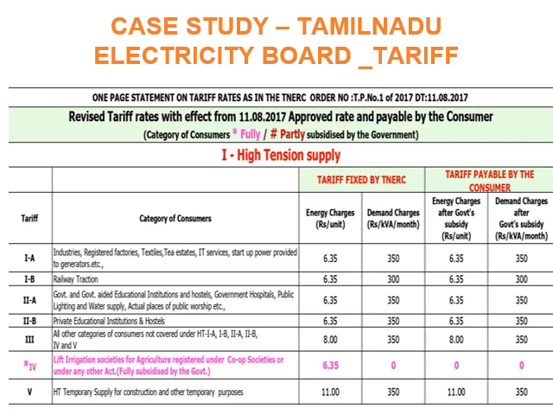And then this is for the consumers fully subsidized by the government. You see here, the lift irrigation societies for agriculture, registered under cooperative societies or under any other act, are fully subsidized. So the entire charge is paid by the government to the electricity board. This is regarding high tension supply.